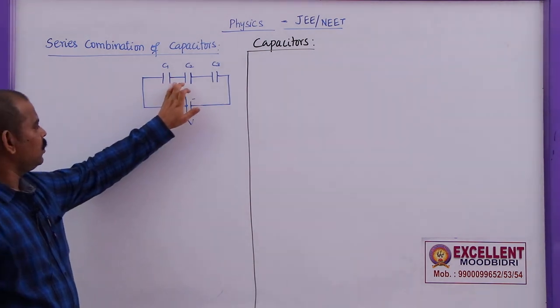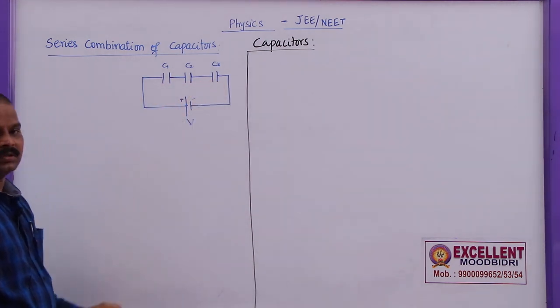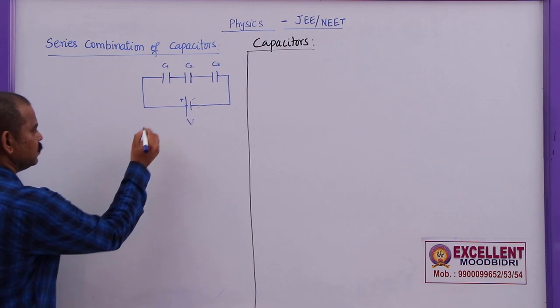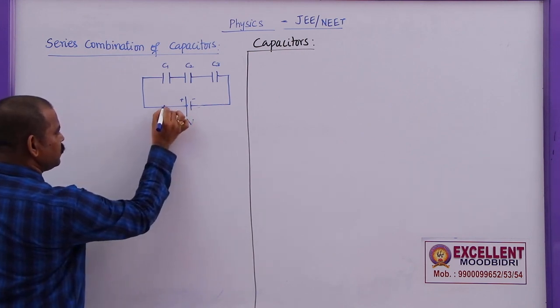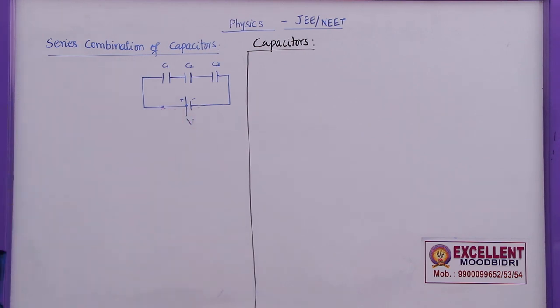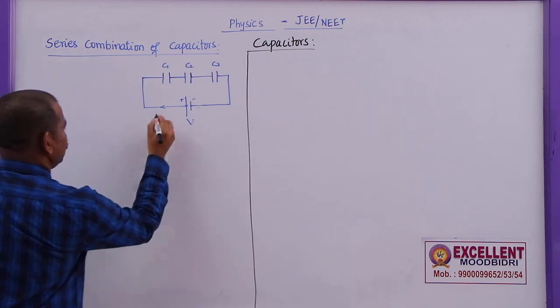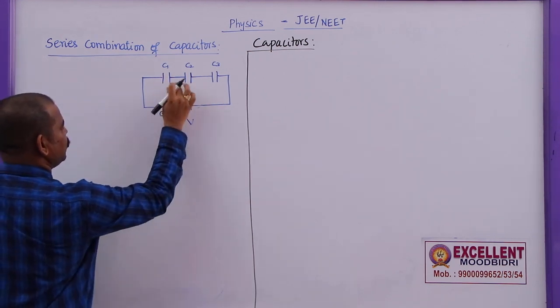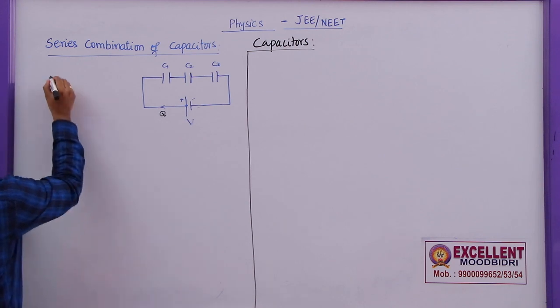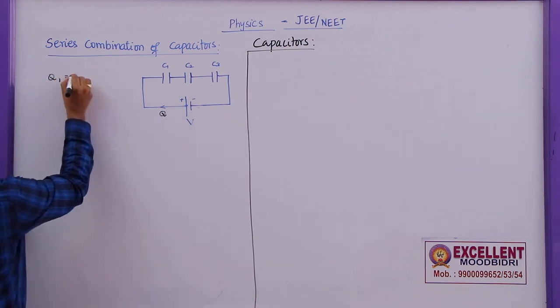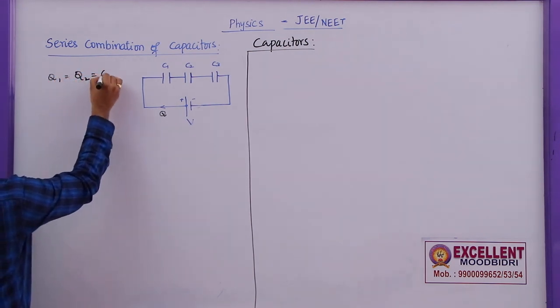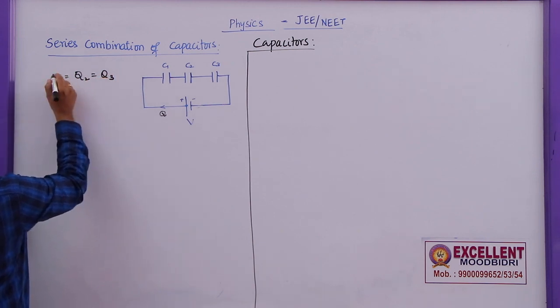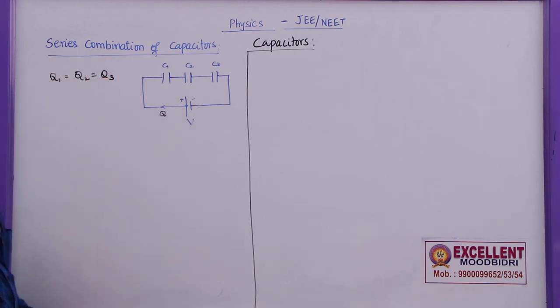Now, when 3 capacitors are connected in series, we know that whatever the charge that is coming from this system, that is from the voltage source, will travel through the 3 capacitors. That means, Q1 is equal to Q2 is equal to Q3.